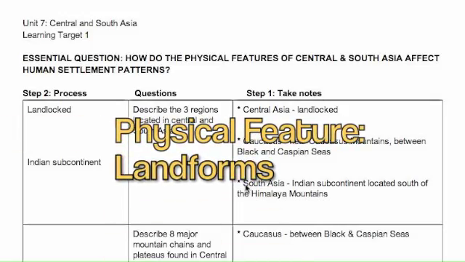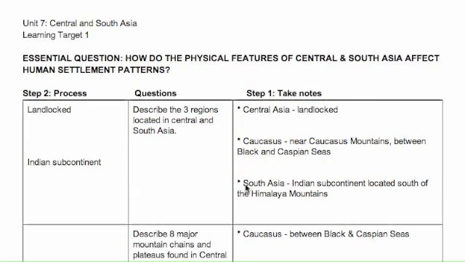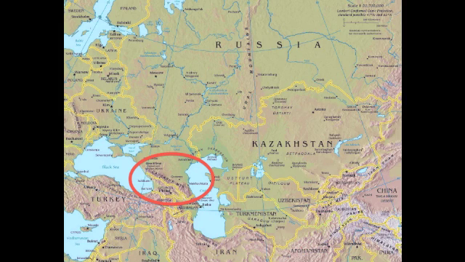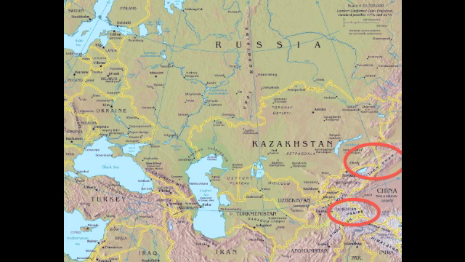Speaking of the Himalayas, let's move on to landforms. And our first landforms are mountains and highlands. We're going to start back in Central Asia again. We see the Caucasus Mountains. The Caucasus Mountains, like I said before, run between the Black Sea and the Caspian Sea. And you can see that Russia is north of the Caucasus Mountains. On the eastern edge of Central Asia lie the Tian Shan Mountains of Kyrgyzstan and the Pamirs Mountains of Tajikistan.